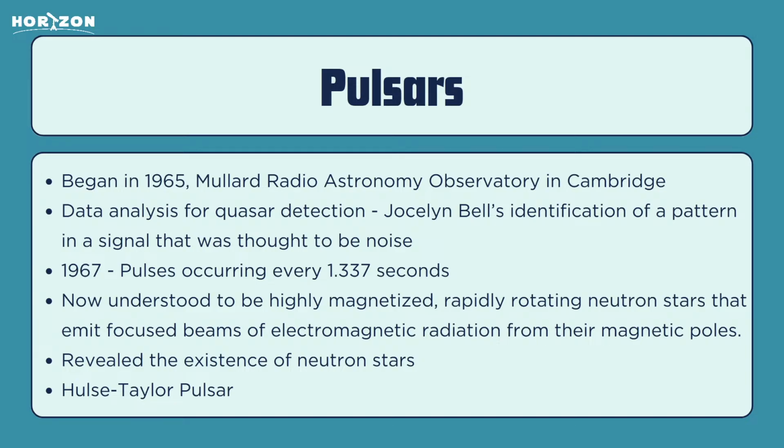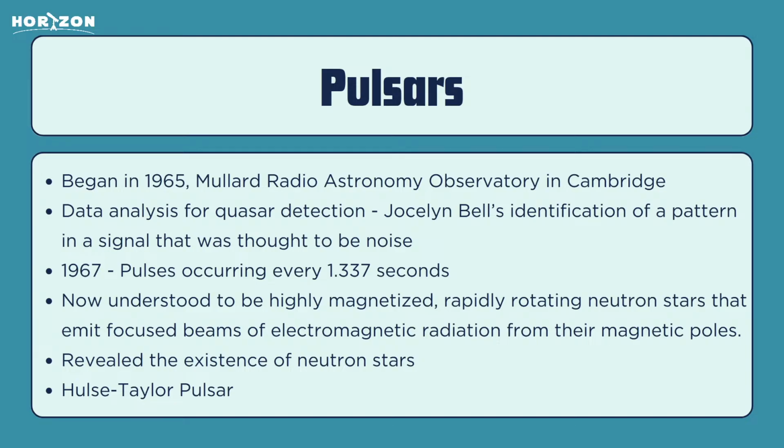The discovery of pulsars was the next significant event in the history of radio astronomy. The discovery of pulsars began in 1965 at the Mallard Radio Astronomy Observatory in Cambridge during the construction of a new telescope designed for quasar detection. While performing data analysis for the same, Jocelyn Bell, who was a graduate student at that time, found signals that were initially dismissed as noise or interference.